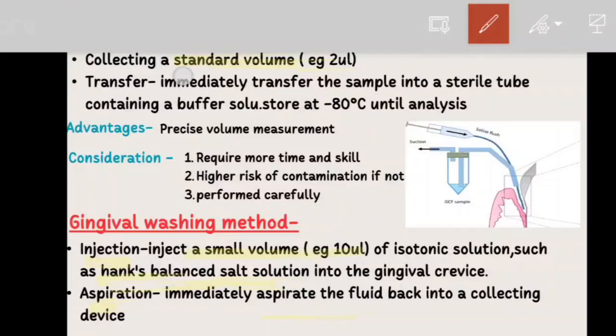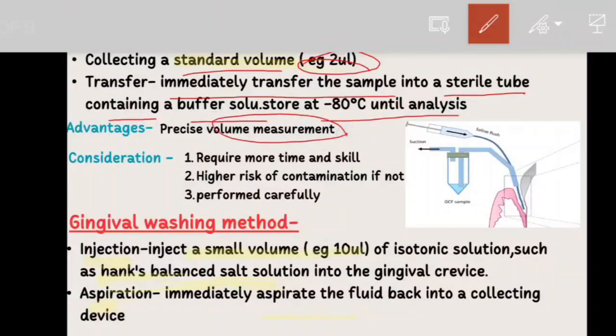Then collect a standard volume, for example 2 microliters. Immediately transfer the sample into a sterile tube containing a buffer solution. Store at minus 18 degrees Celsius until analysis. So its advantage is accurate volume measurement. The disadvantages are that it requires more time and skill, and there is a higher risk of contamination if not performed carefully.